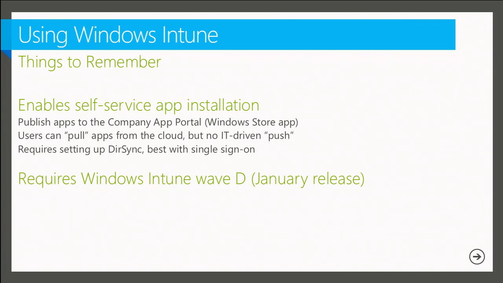You do need to set up directory synchronization between your Active Directory and Windows Intune so that Windows Intune knows about all your users, since you're going to be targeting these apps to users. That's a requirement to do that. That does require the latest release of Windows Intune that came out in January. Most of you are probably already upgraded to that if you're already using Windows Intune. If not, you should be shortly.